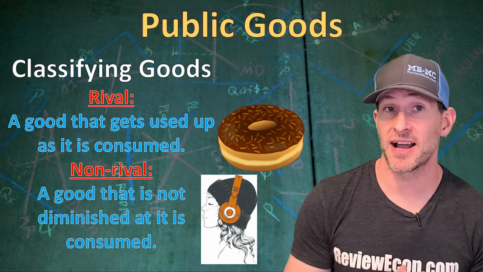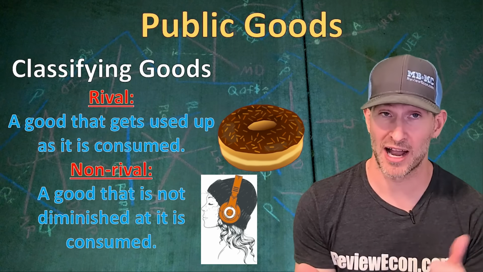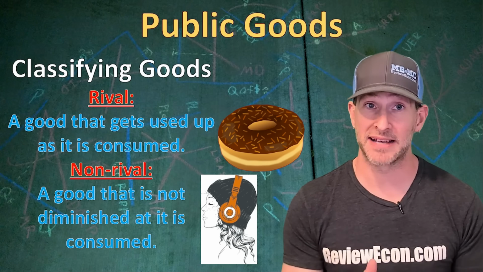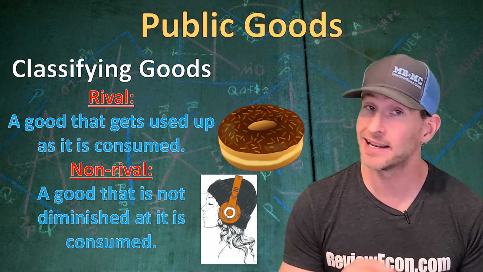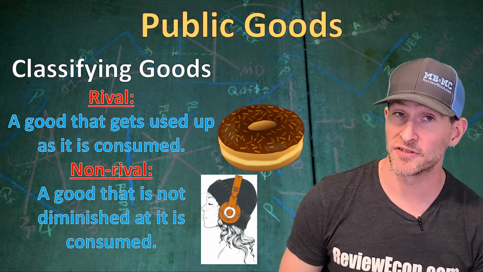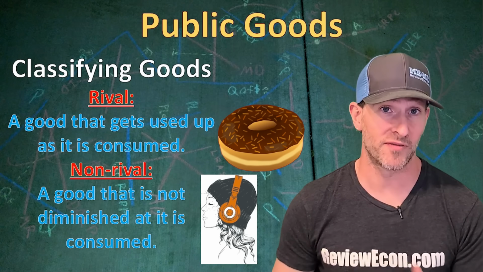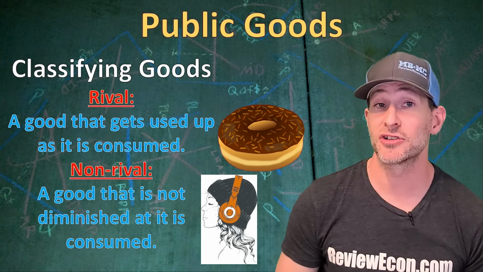All goods can be classified as either rival or non-rival. Rival goods are used up as they are consumed, like a donut. Once I've eaten it, it's gone for the next person. Whereas non-rival goods are not diminished in quantity or availability as they are consumed, like digital streaming music.